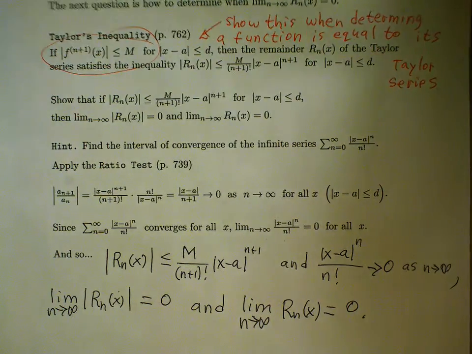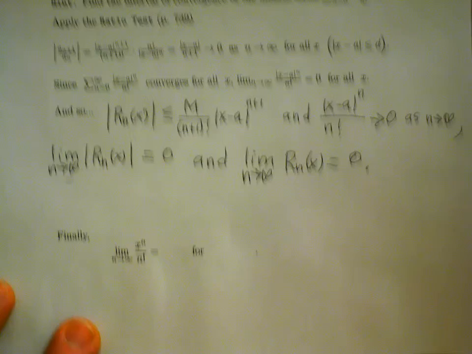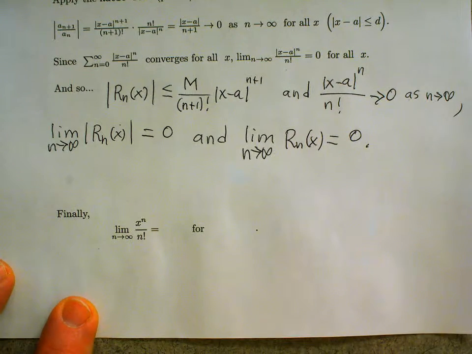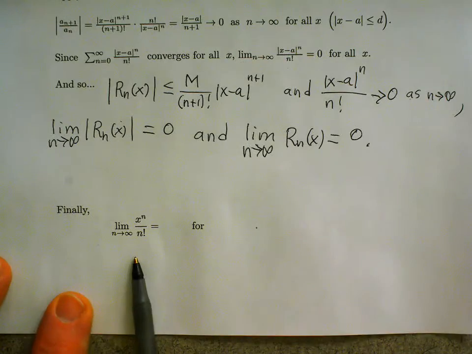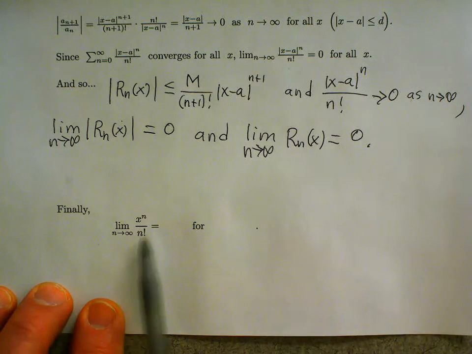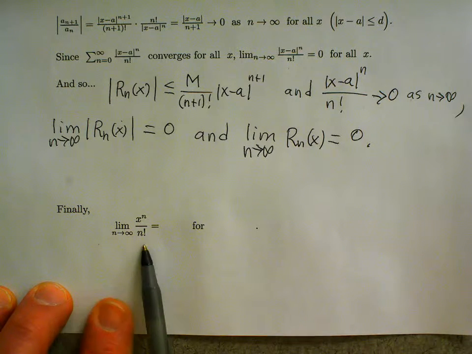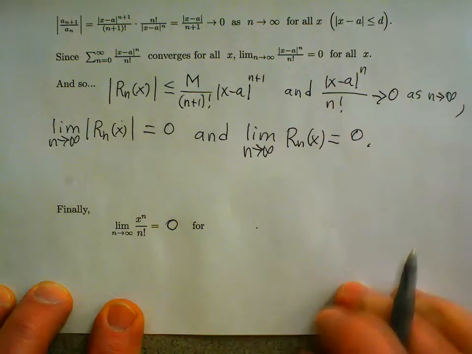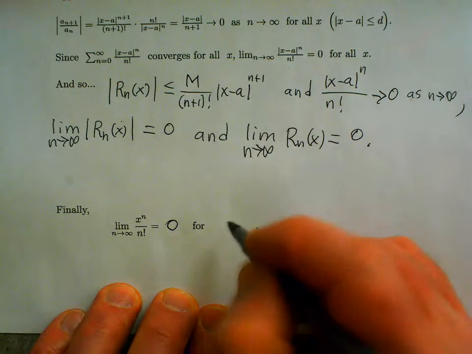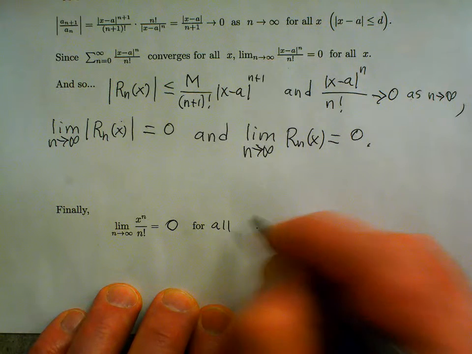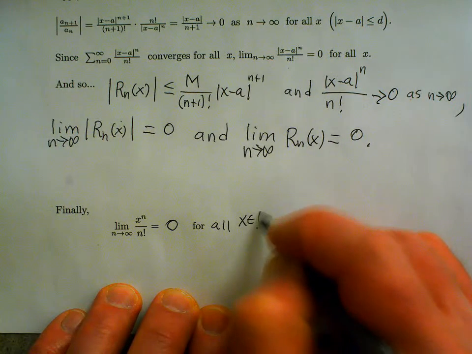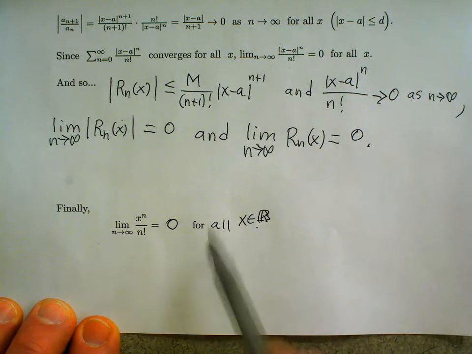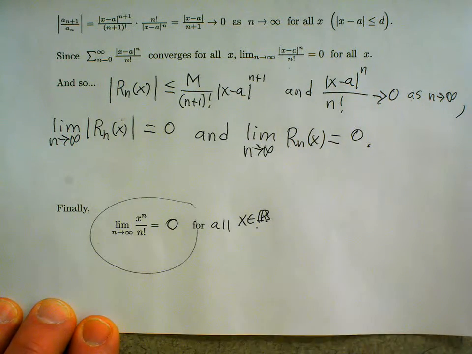Okay, another thing to remember, the limit of x to the n over n factorial as n goes to infinity is equal to 0 for all real numbers x. So remember that.